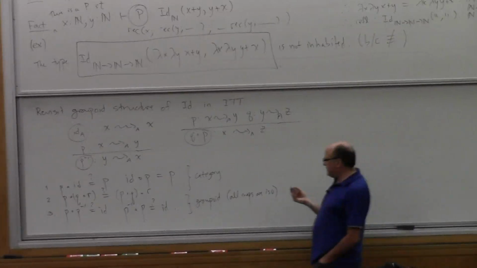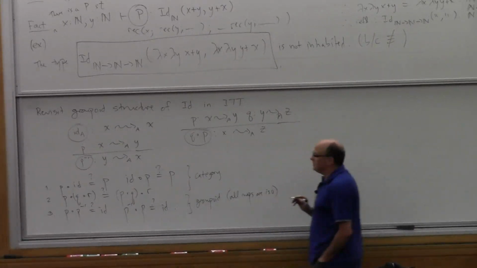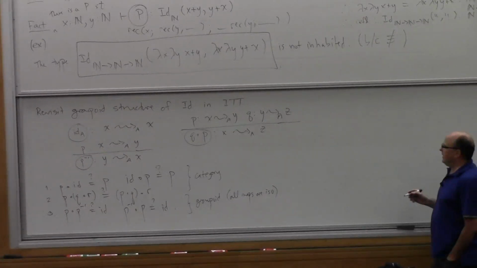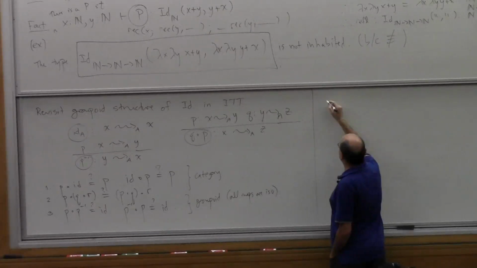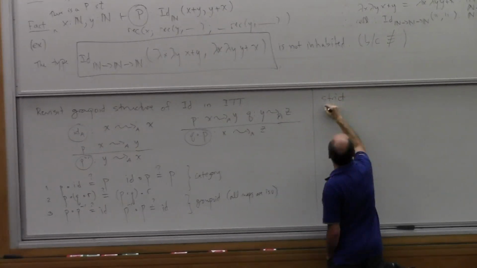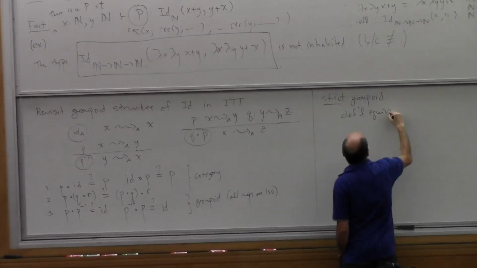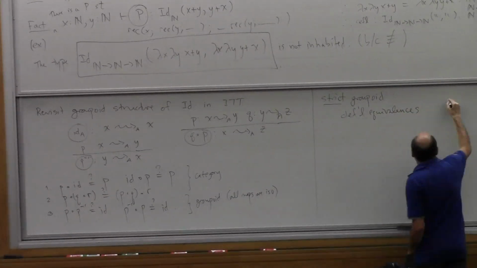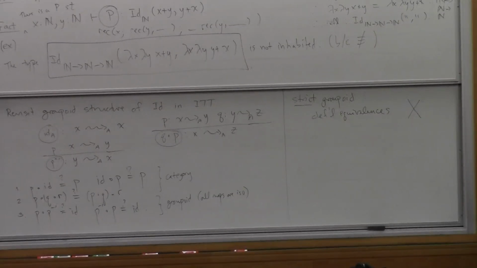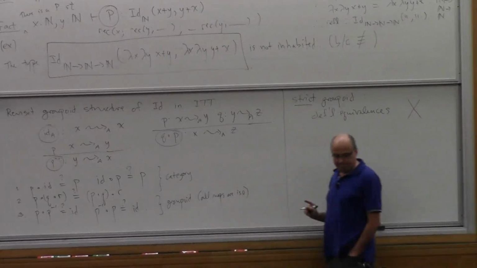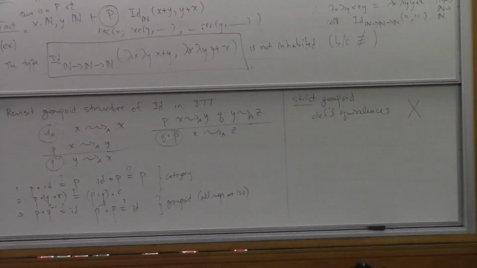The question is, in what sense do these equations hold true in ITT? And the answer is, if we had a strict groupoid, then these would be definitional equivalences. And that is not the case. You will not be able to prove that these hold as definitional equalities in ITT. You will not be able to do that. So that is not the case.